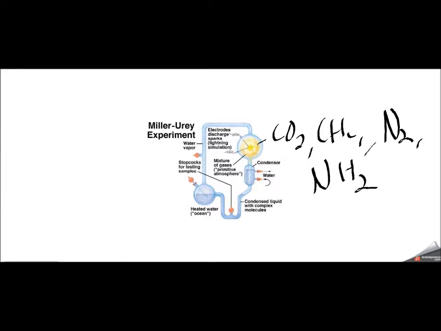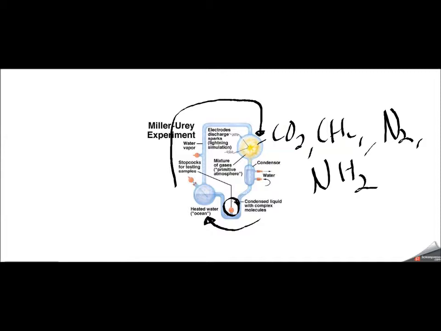This condensed liquid containing complex molecules would then get into a kind of tub where the water would be heated. This heated water would allow convection and would allow the molecules to move more and more, which promotes mixing. And once the water gets heated enough, it turns into water vapor, which then goes back into the gas chamber where there is a lightning simulation. Over here, as circled, there is a stopcock for a testing sample.